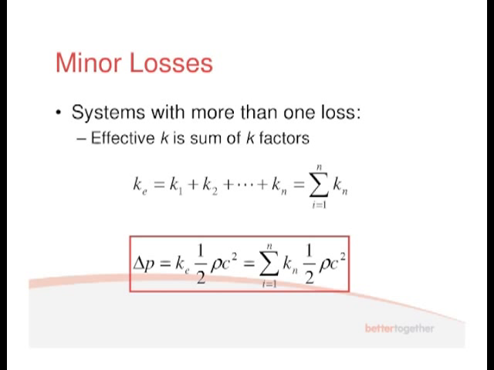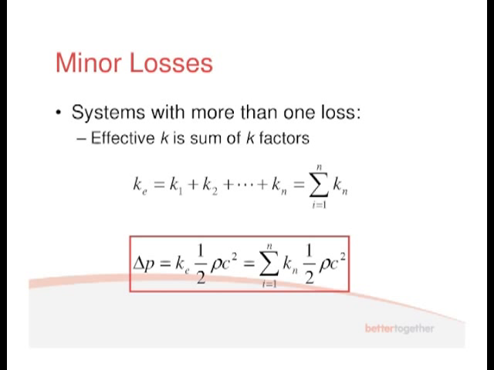So, now, if you've got more than one loss in the system, say you had a couple of bends, a valve, a filter, then there's going to be a K factor associated with all of these things. And what you need to do is just add them all together. The sum of the effective K factor, which I've given the subscript E, is basically all the K factors added together. And you just get the sum from i equals 1 to n of K.